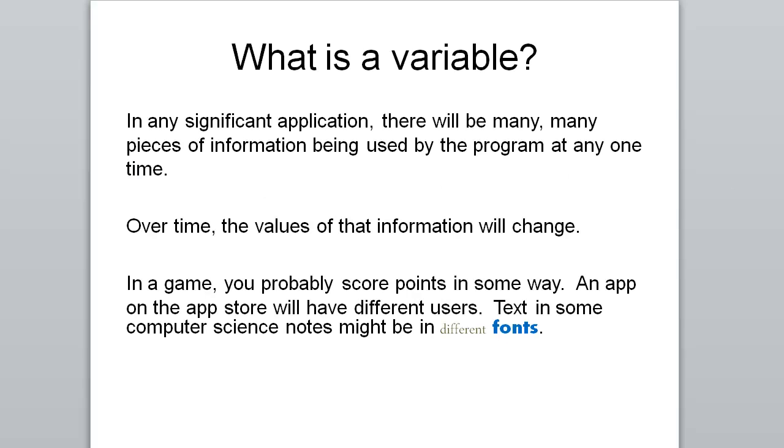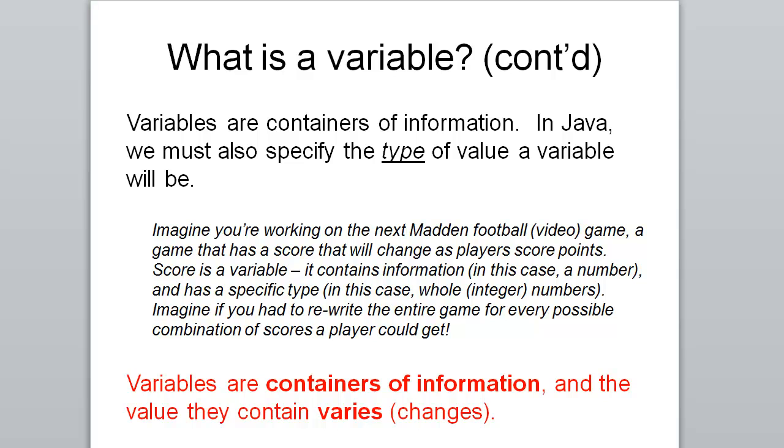So what is a variable? Well, just like in math class, a variable is just a name that we assign to something that might change. In computer science, you have different types of variables. For example, you might want to keep track of players' scores, or you might have an app where you need to keep track of different users, or in computer science notes there might be different fonts. In order to store the fonts used here, the PowerPoint program is using variables to store that information. You can think of variables as containers that are meant just to store pieces of information.